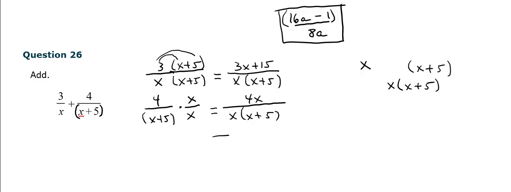And now I combine like terms, and remember, my denominator remains the same, x times x plus 5. And combining like terms, 3x plus 4x is 7x, and 15 can't be added to anything, so it remains 15. So there are no common factors to reduce, so my final answer would be 7x plus 15 over x times x plus 5.